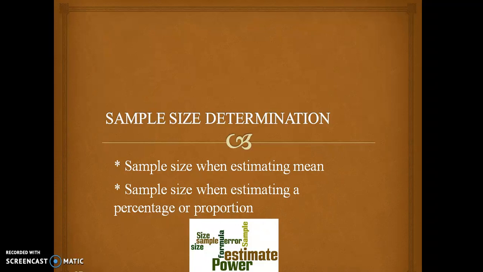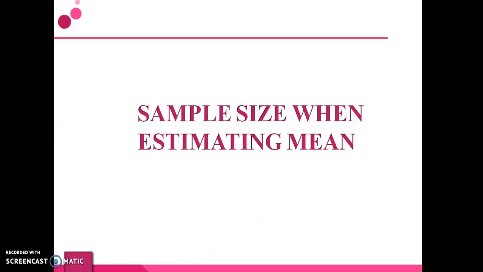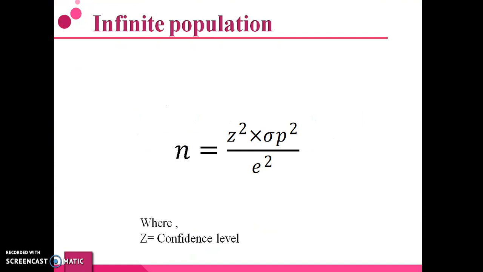The next aspect is sample size determination. Sample size determination is estimating the required sample size for the study. It can be estimated through two different methods, using mean and using percentage or proportion. This formula is applicable for the infinite population. Here n is the required sample size for the study, with a confidence level. Normally we have a 95% confidence level, and we take 1.96 as the Z value. The standard deviation or variance score we might extract from the pilot study.